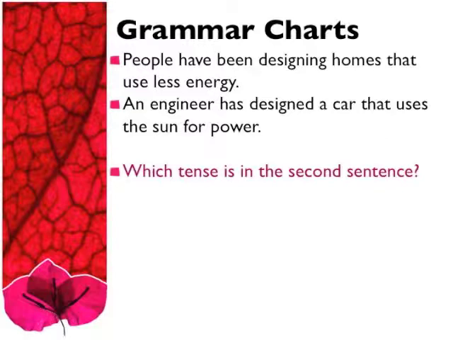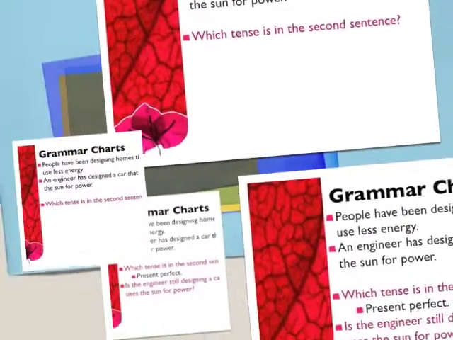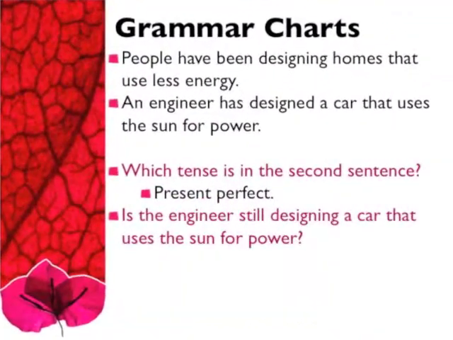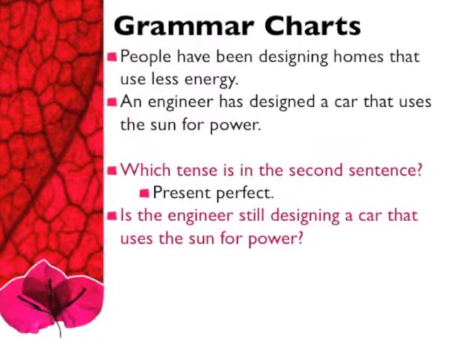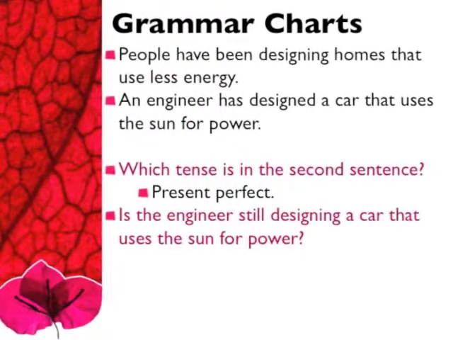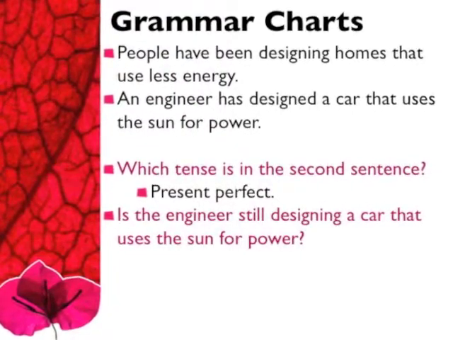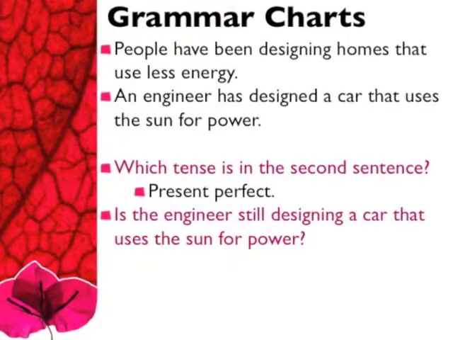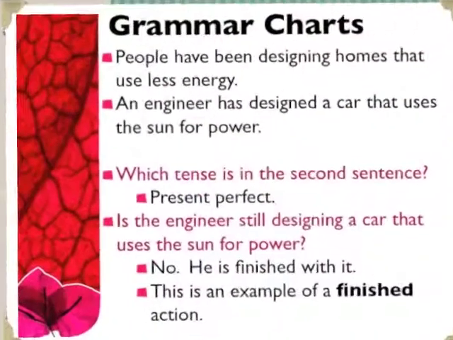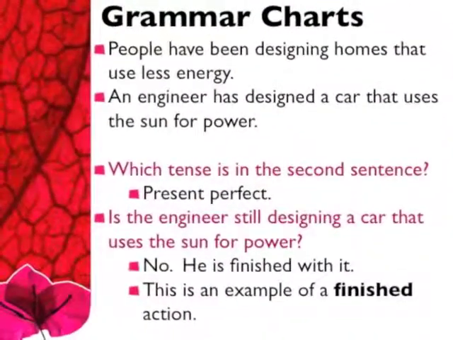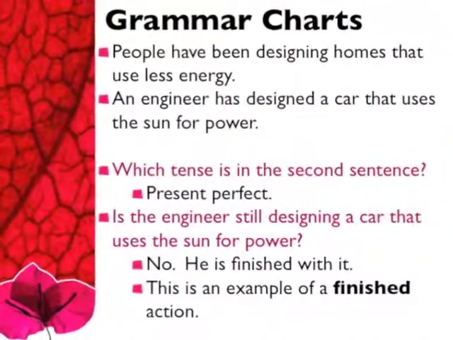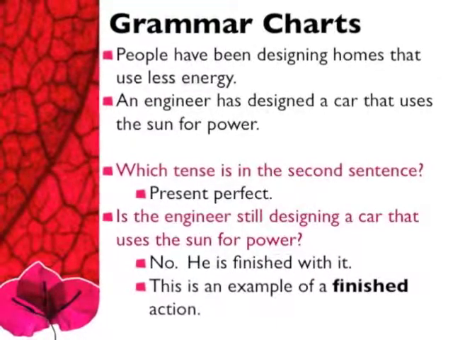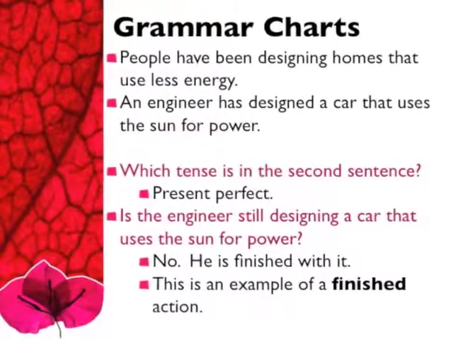Let's focus more on the second sentence. What tense is that sentence in? Of course, it's in the present perfect. So if you look at that sentence, is the engineer still designing a car that uses the sun for power? No, he isn't. He's finished with designing the car. So this is an example of a finished action.